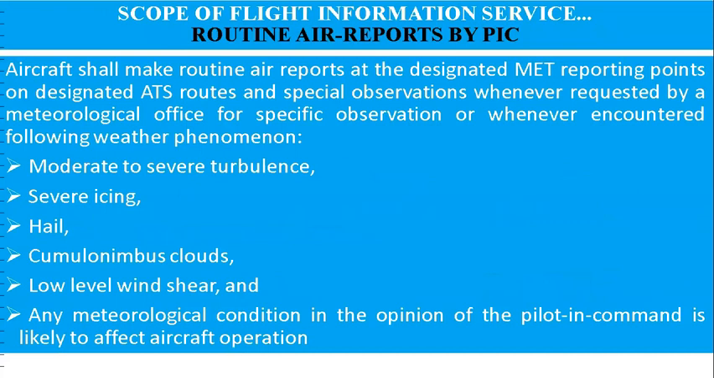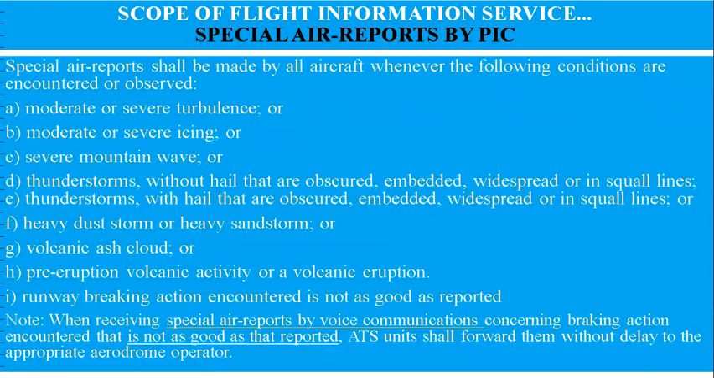Routine air reports by pilot in command. Aircraft shall make routine air reports at the designated MET reporting points on designated ATS routes, and special observations whenever requested by a meteorological office for specific observation or whenever the following weather phenomena are encountered: moderate to severe turbulence, severe icing, hail, cumulonimbus clouds, low-level wind shear, and any meteorological condition which in the opinion of the pilot in command is likely to affect aircraft operation.